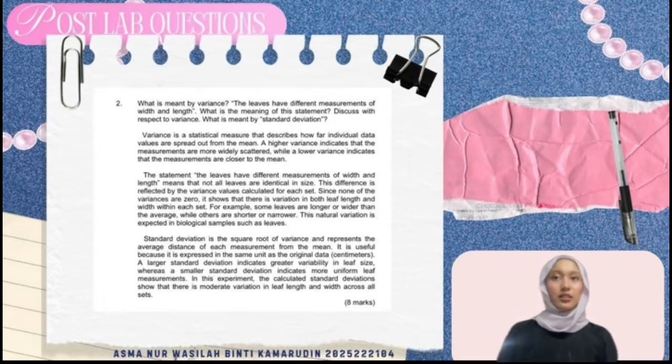Standard deviation is the square root of variance and represents the average distance of each measurement from the mean. It is useful because it is expressed in the same unit as the original data. A larger standard deviation indicates greater variability in leaf size, whereas a smaller standard deviation indicates more uniform leaf measurements. In this experiment, the calculated standard deviation shows that there is moderate variation in leaf length and width across all sets.